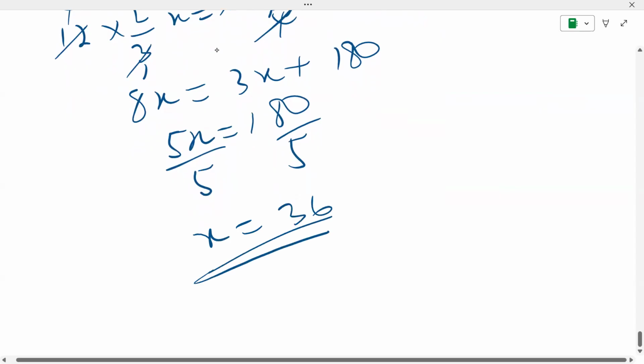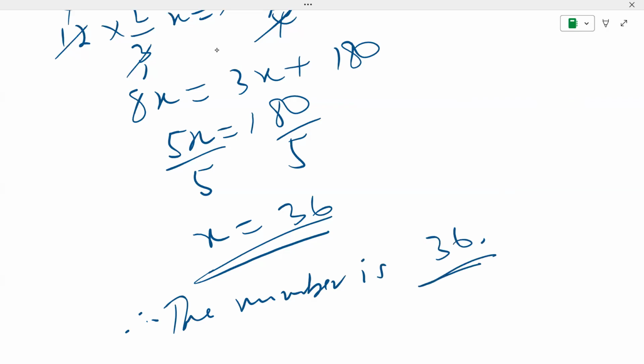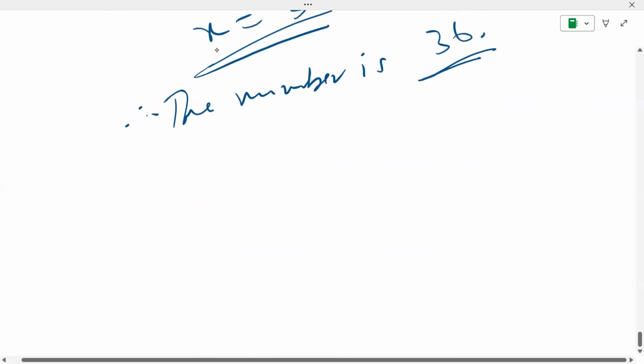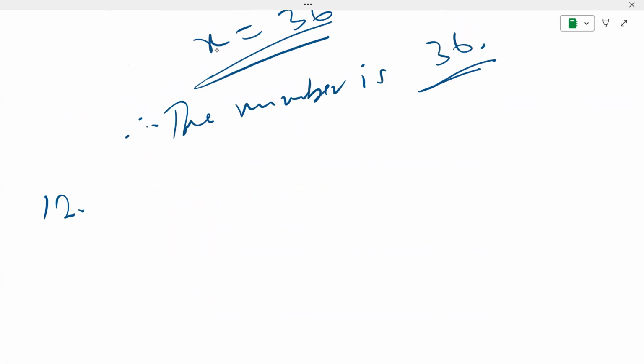And so that's where we normally go to. So the number that we are talking about is 36. Great. So the next question, I'll write it down, but I'll give it to you as an assignment as I did the other time. So I'm writing the question.